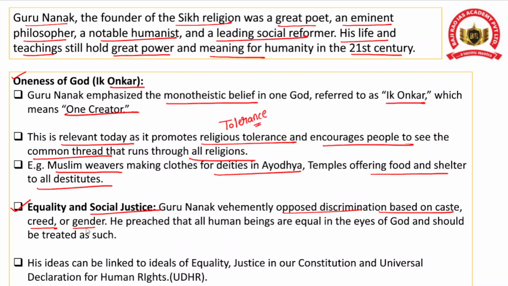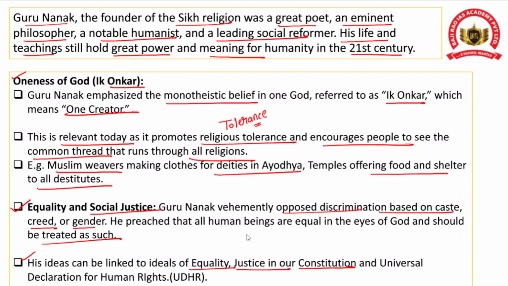So, that was given by Swami Vivekananda. He also held that all human beings are equal, so therefore all should be treated equally. And third, for example, this principle of equality and social justice can be linked to ideals like equality and justice. They are given in the constitution.